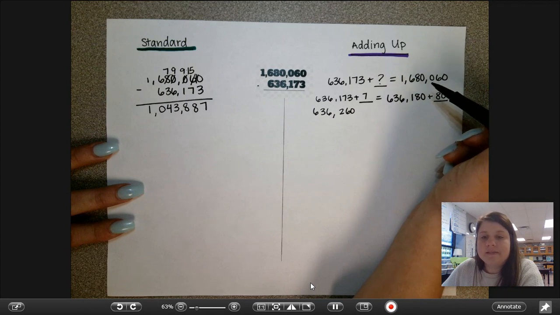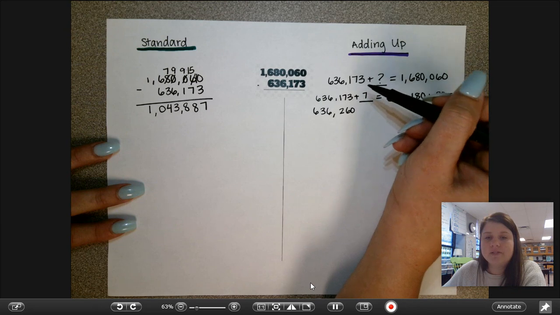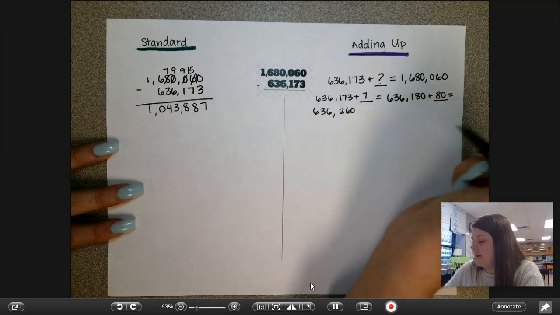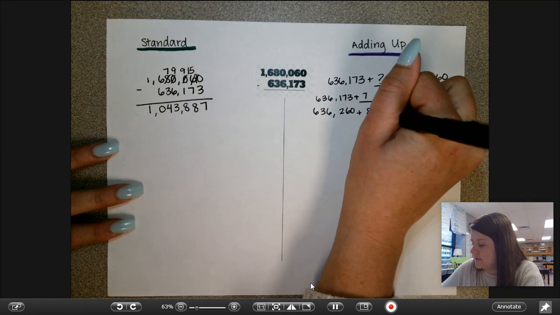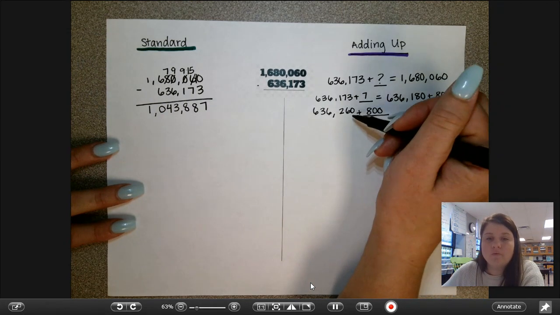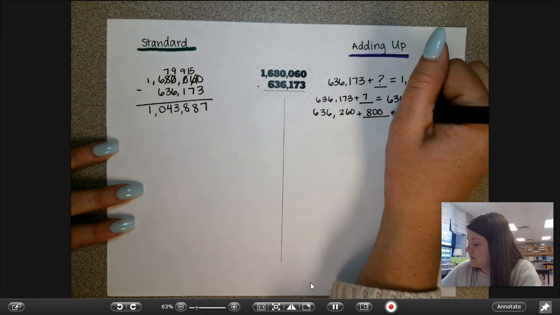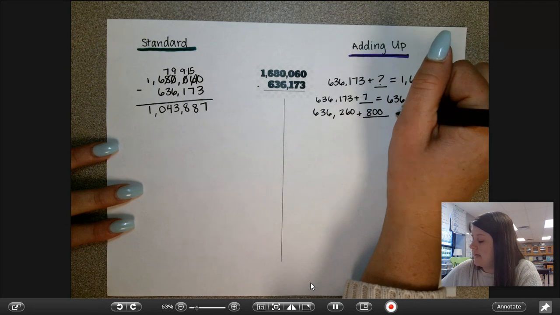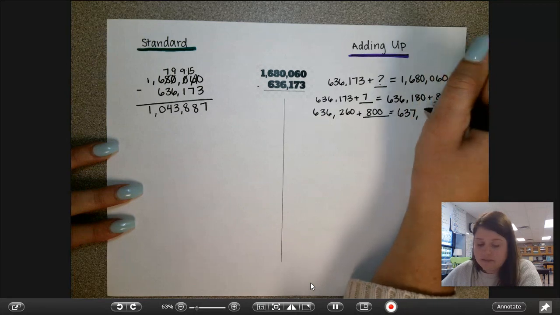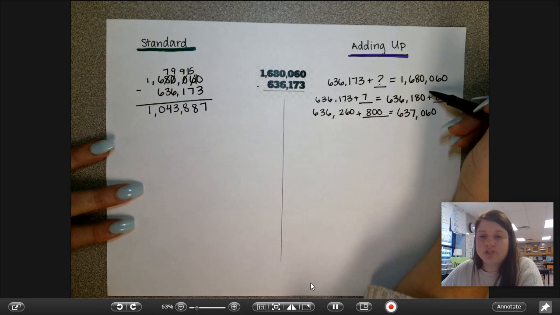Now I'm going to the next place. I'm going to the hundreds place, and I've got to get this 2 to a 0. So similar to the 3 to a 0, I'm going to add 8 to this 2. And to get 8 all the way over here, I have to add 800 so that it adds in the correct place. And I'm doing 800 because the zeros won't change the numbers I've already changed. So 636,000 plus 260 plus 800 equals 637,060. So slowly but surely my numbers are all matching.